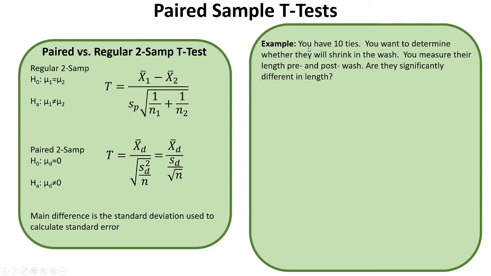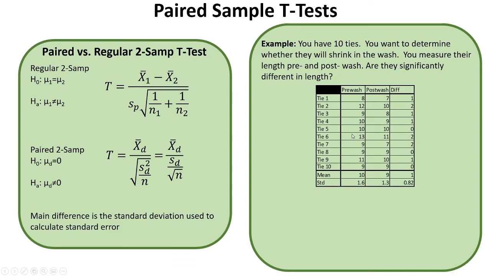So say we have 10 ties. We want to determine whether they will shrink in the wash. We measure their length pre and post wash. Are they significantly different in length, right? So we have our pre-wash ties with a mean of 10 inches and our post-wash ties with a mean of 9 inches. And I just now realized that I've made ties for lemurs or something very small because humans do not wear 10-inch ties, but that's fine. We have our ties that go from 10 inches to 9 inches, right?